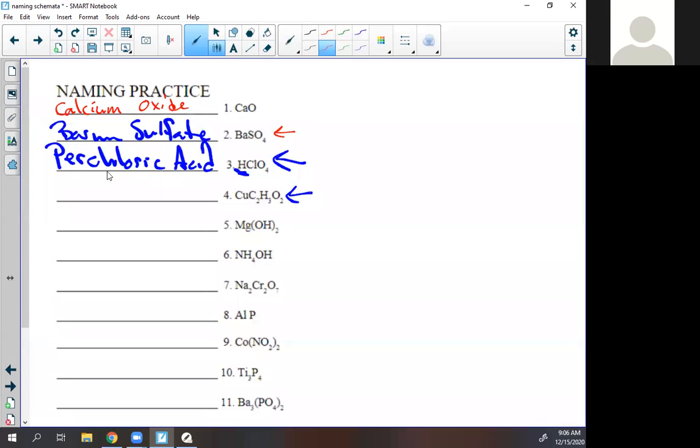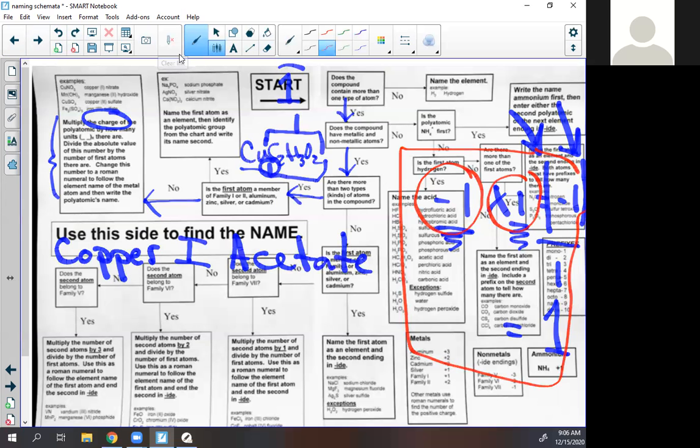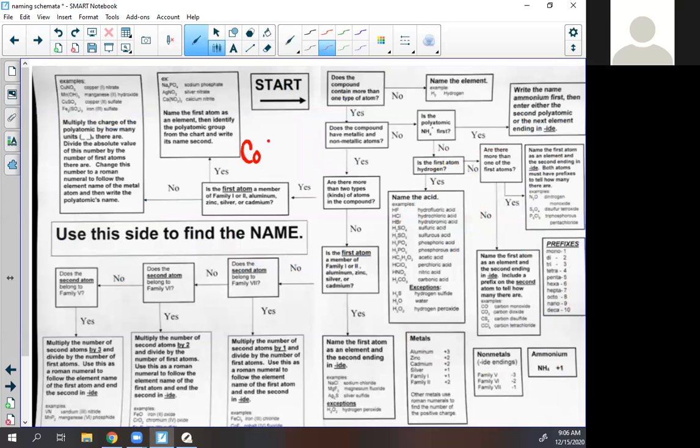Let's find another one just like that. Right here. Number 9 takes us to the exact same box. So please work with me on number 9. So number 9 is CoNO2, or 3 right here. 2, 2, correct? Yeah. Okay, same box, just follow along with me.